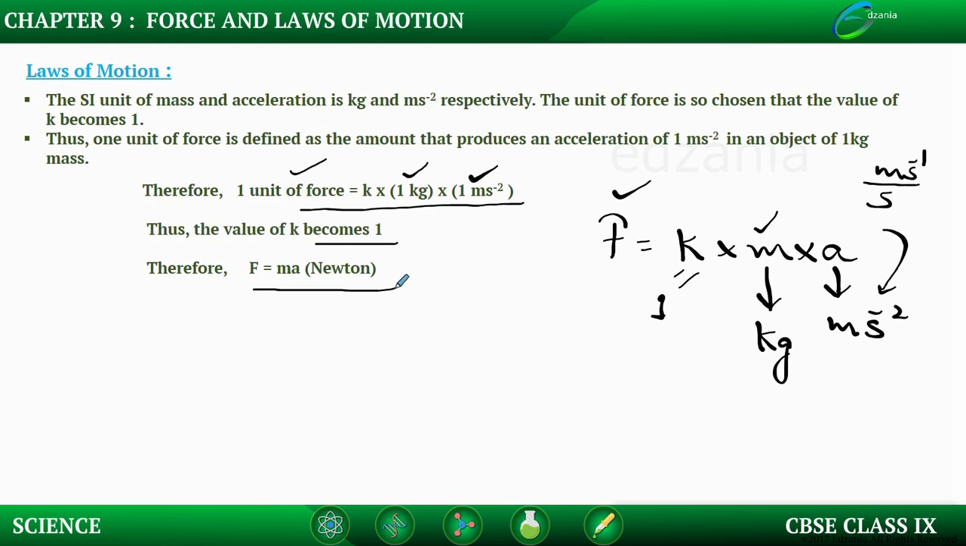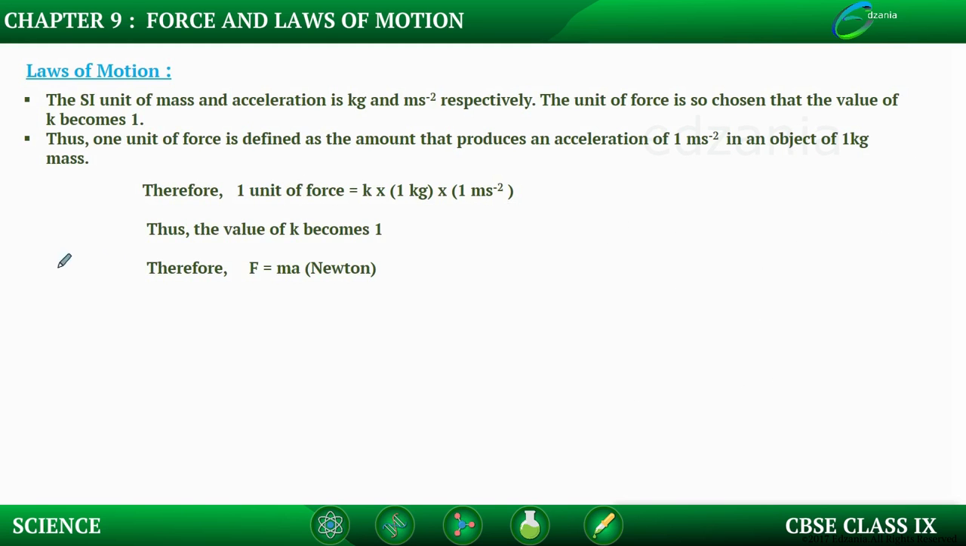The SI unit of force is Newton. Based on the name of the great scientist who discovered these laws, the SI unit is given his name, Newton. It is also given as kilogram meter per second square because the SI unit of mass is kg and the SI unit of acceleration is meter per second square. Hence, the SI unit of force is kilogram meter per second square or Newton, which is denoted by N.